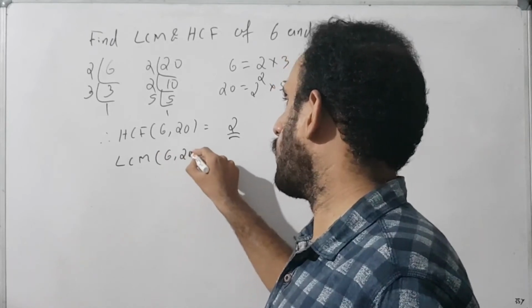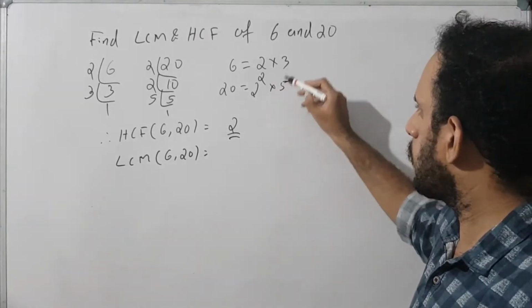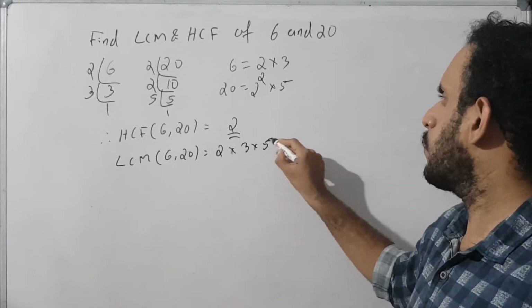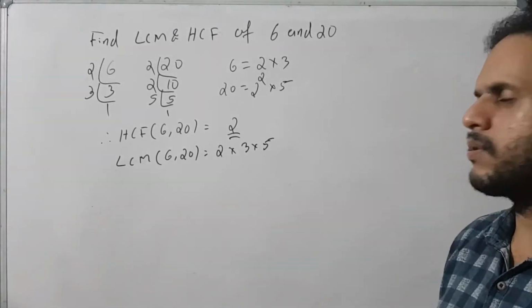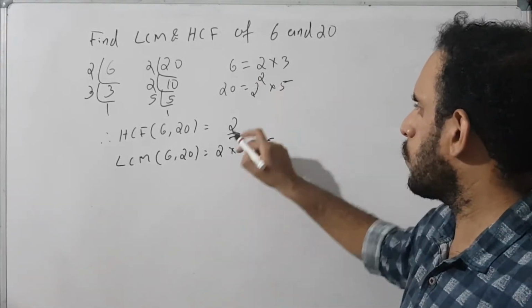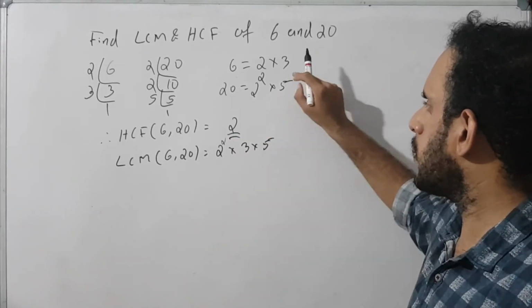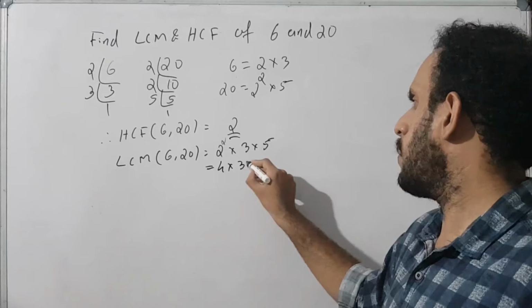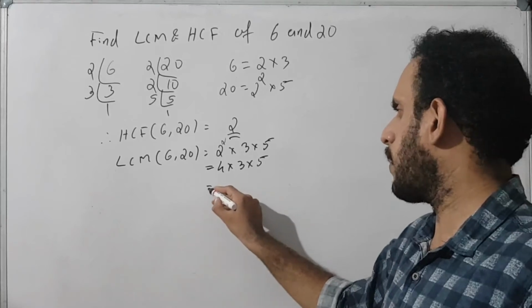Then we find the LCM of 6 and 20. For that, first we write the prime numbers occurring here. The prime numbers occurring in these two cases are 2, 3 and 5. So we choose the highest power of these numbers. What is the highest power of 2? That is 2 raised to 2. What is the highest power of 3? That is 3 raised to 1. What is the highest power of 5? That is 5 raised to 1. So LCM is equal to 4 into 3 into 5, which is 60.